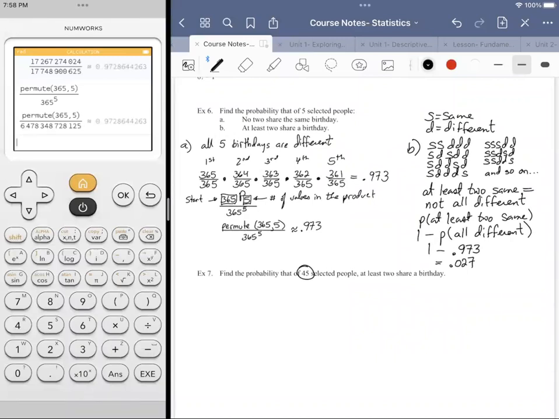So what I would do is I'd kind of make this a part A, part B. Find the probability that all 45 birthdays are different.